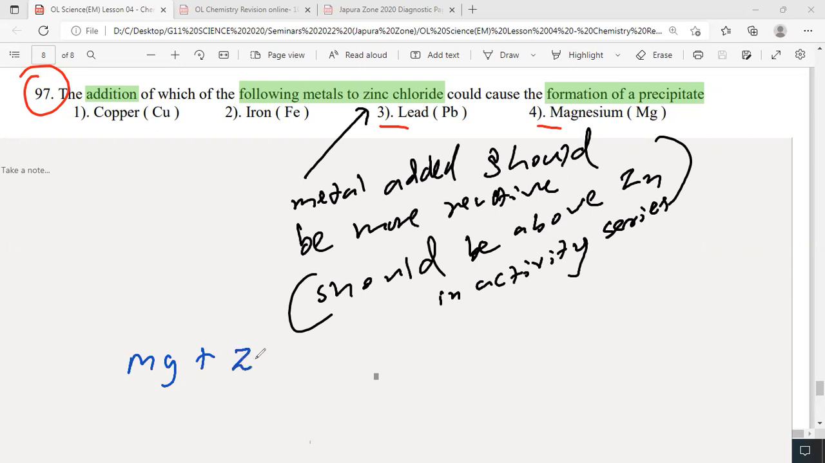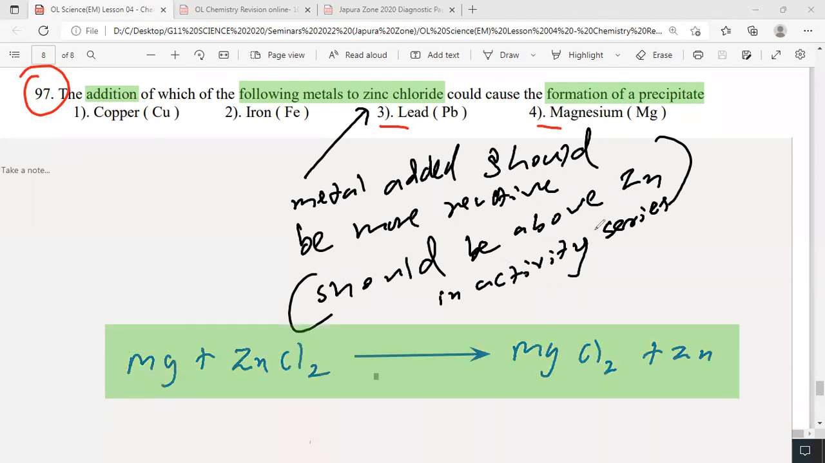Can you all please write the reaction? Magnesium plus zinc chloride. What happened? Zinc gets displaced by magnesium and you get magnesium chloride, and zinc is displaced. So this is called what? A single displacement reaction. So the answer is fourth, not third.